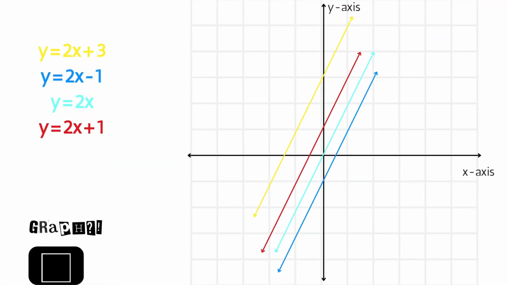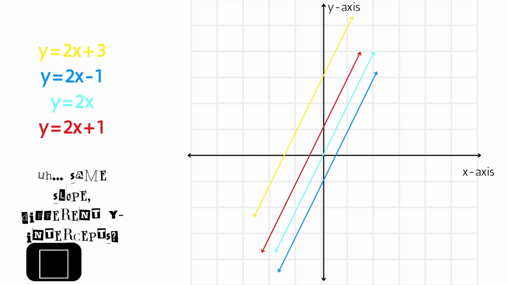Let's look at our coordinate plane, and you'll notice I plotted 4 equations. So, what do you notice about them? They have the same slopes and different y-intercepts? Yes, so these lines are considered parallel because they do have the same slopes, but they have different y-intercepts.